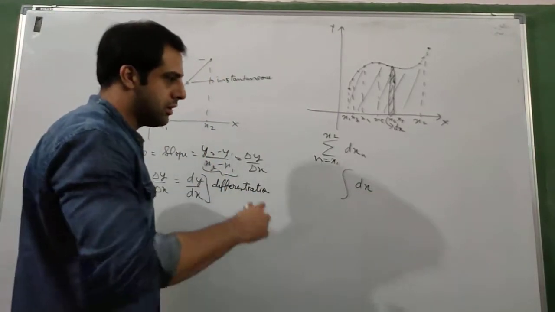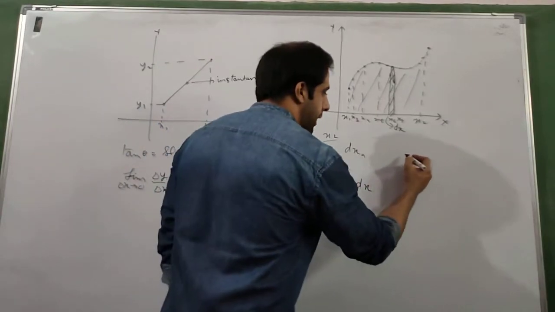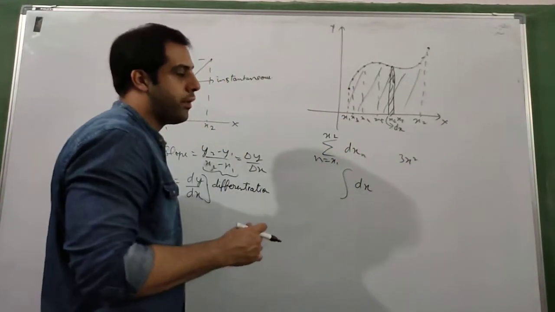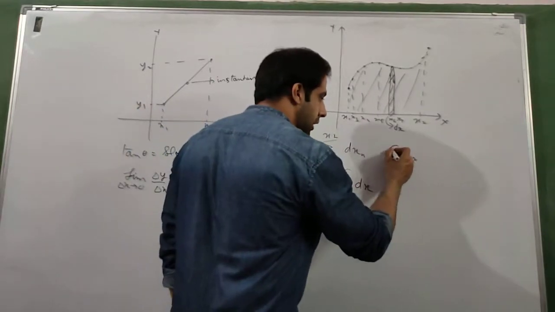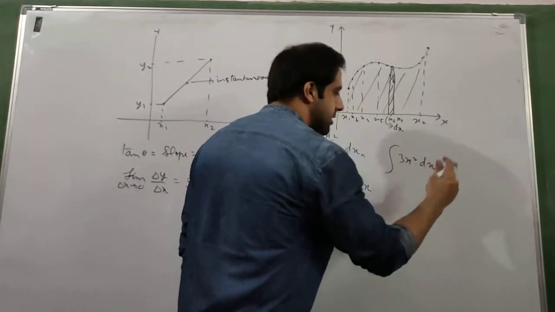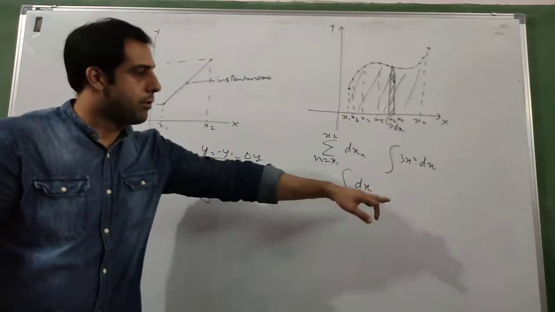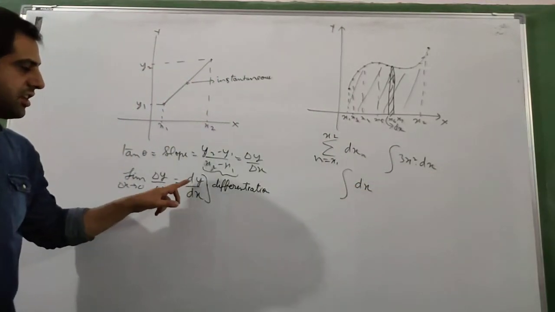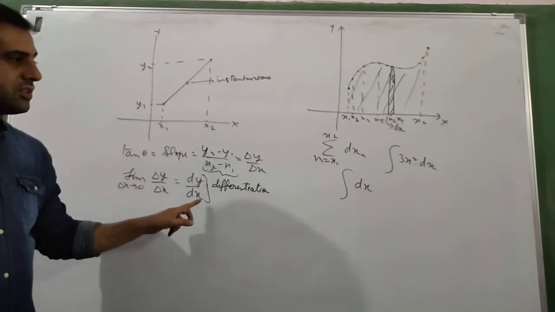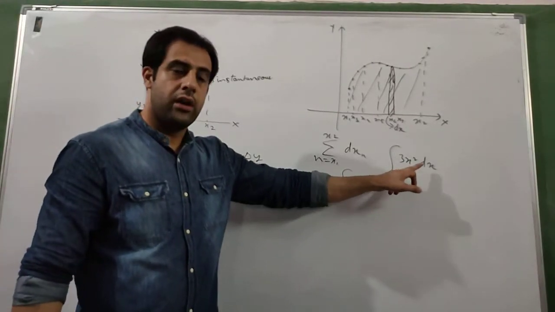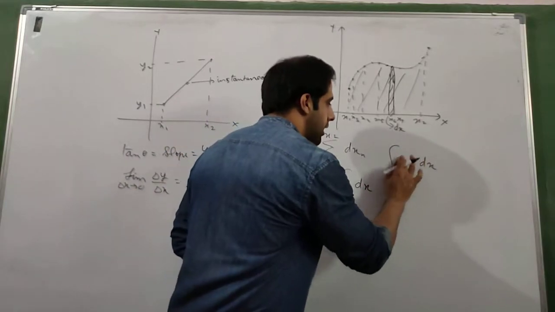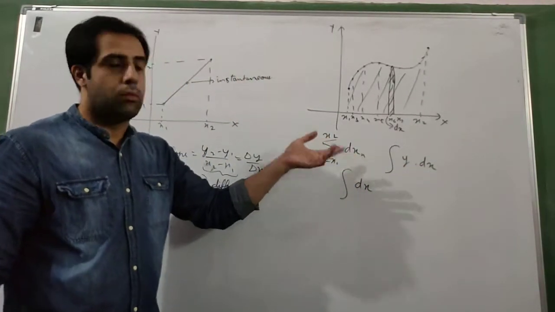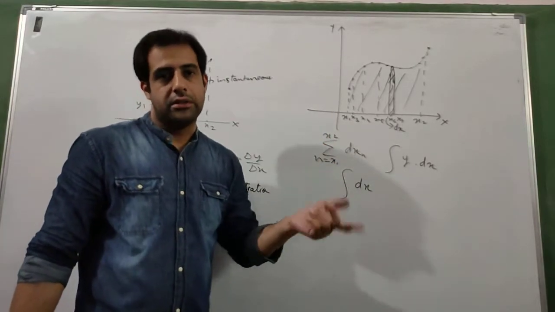So if we have a function, let us say 3x square, and I need to find its integration, then we will write it like this: integration of 3x square with respect to x. Here we did differentiation of y with respect to x; similarly, integration of 3x square with respect to x, or integration of y with respect to x. This will become clearer when I take some examples in the next video.